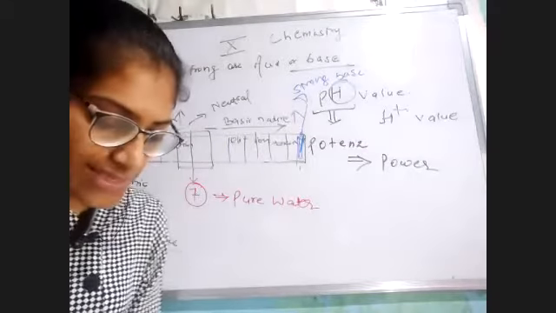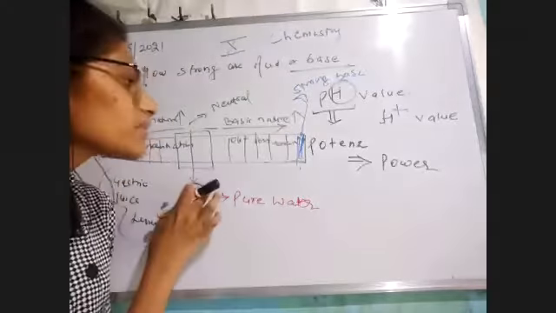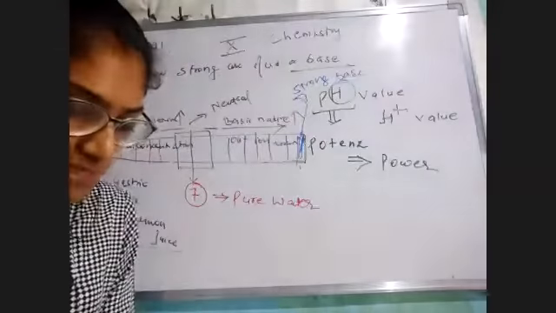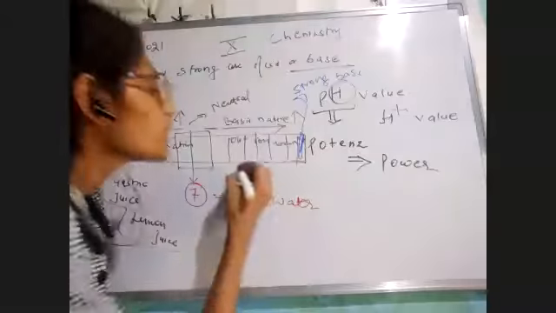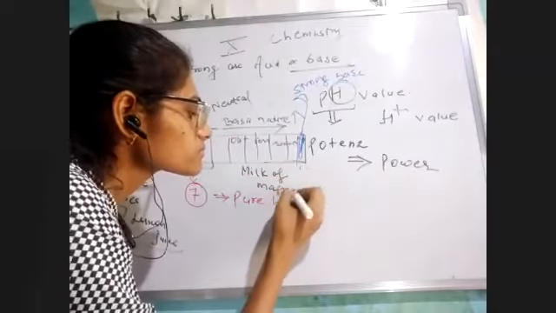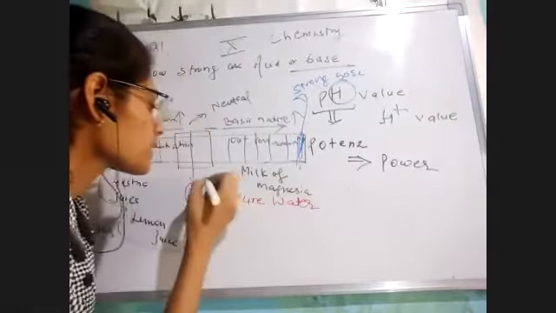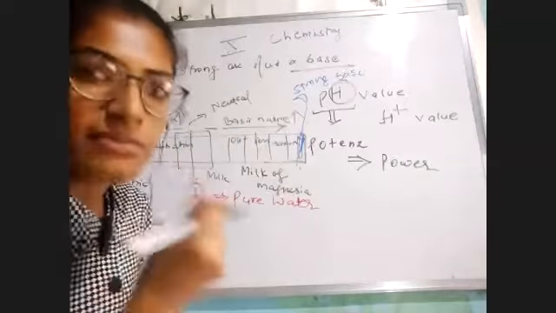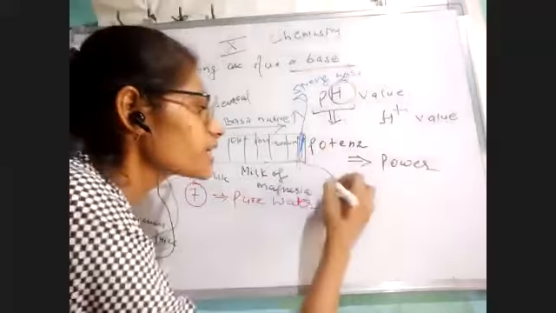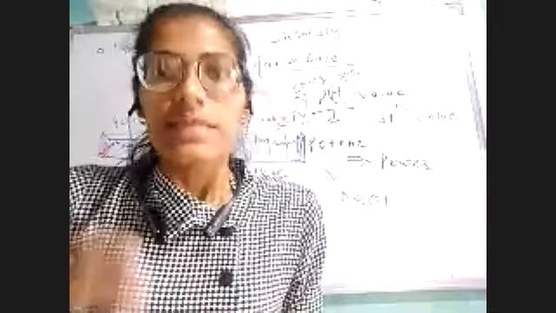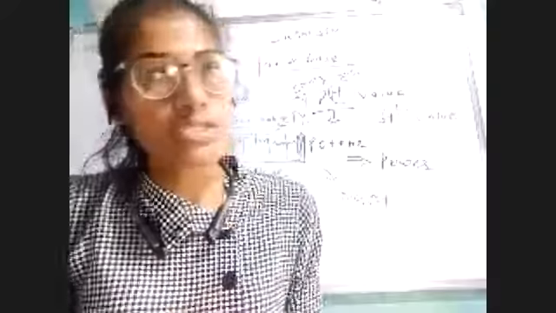On the same basis, pure water must have a pH value equal to 7. On the same basis, if I'm talking about milk of magnesia, or we can say milk, the pure milk we drink, that is a little bit basic in nature, the milk of magnesia. So these are the examples which explain that these are strong acids, these are strong bases.